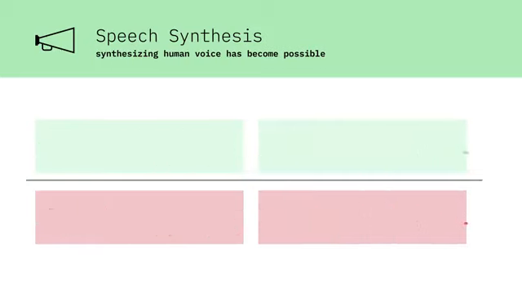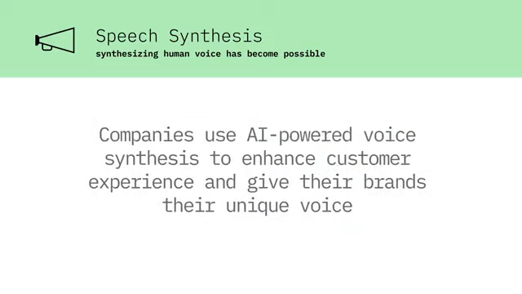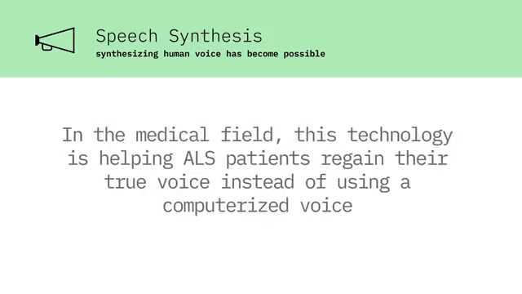Then, a second neural network generates audio data and runs it through the first network to see if it validates it as belonging to the subject. If it does not, the generator corrects its sample and reruns it through the classifier. The two networks repeat the process until they generate samples that sound natural. Companies use AI-powered voice synthesis to enhance customer experience and give their brands their unique voice. In the medical field, this technology is helping ALS patients regain their true voice instead of using a computerized voice.